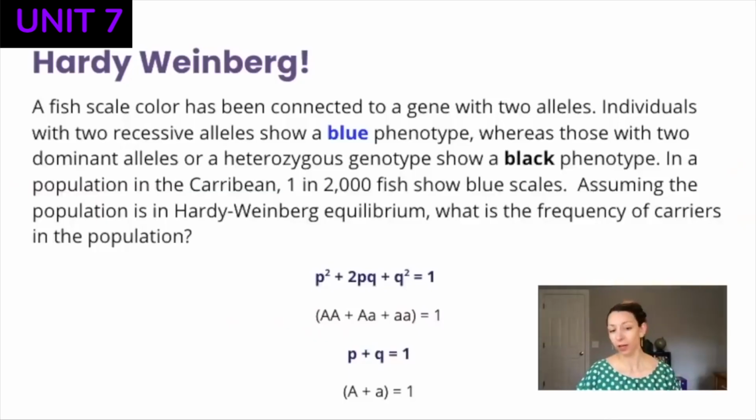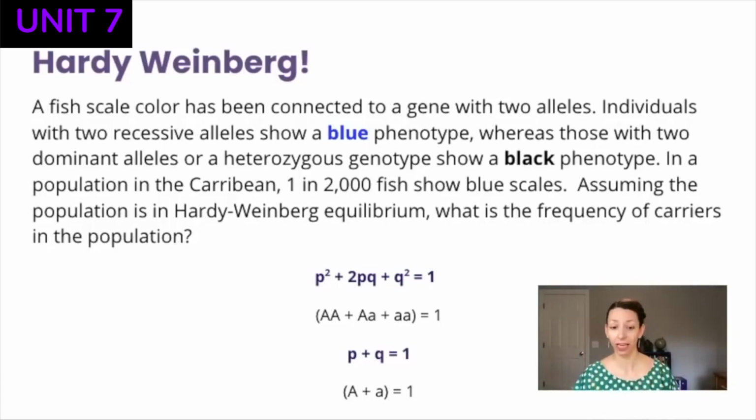A fish scale color has been connected to a gene with 2 alleles. Individuals with 2 recessive alleles show a blue phenotype, meaning they have blue scales, whereas those with 2 dominant alleles, or a heterozygous genotype, show a black phenotype. In a population in the Caribbean, 1 in 2,000 fish show blue scales, so we already know it's not very common. Assuming the population is in Hardy-Weinberg equilibrium, what is the frequency of carriers in the population?